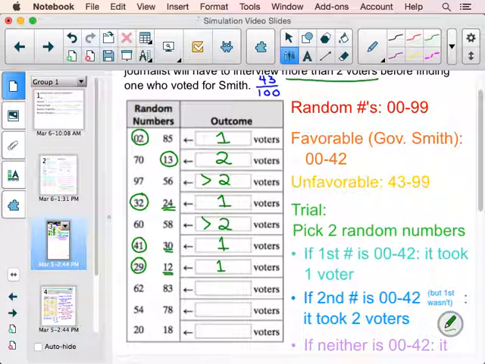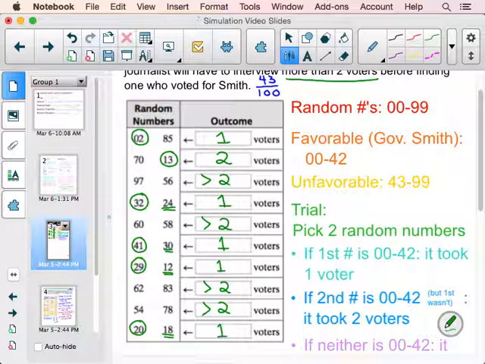Next one, 62 is not Governor Smith, neither is 83. So it's going to take more than 2 before we get a vote for Governor Smith. The next one, the same thing happens. 54 is not Governor Smith, neither is 78. So it's going to take more than 2 voters. And then the last one, 20 represents a vote for Governor Smith, so does 18. So it only took us one vote before we got a vote for Governor Smith.